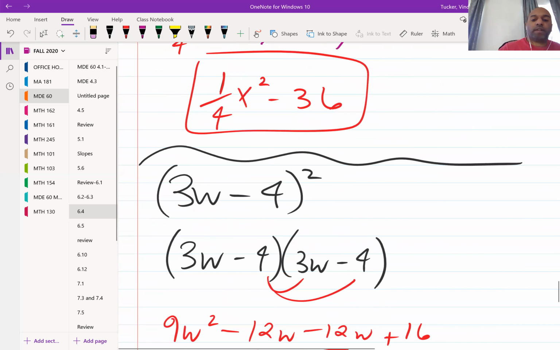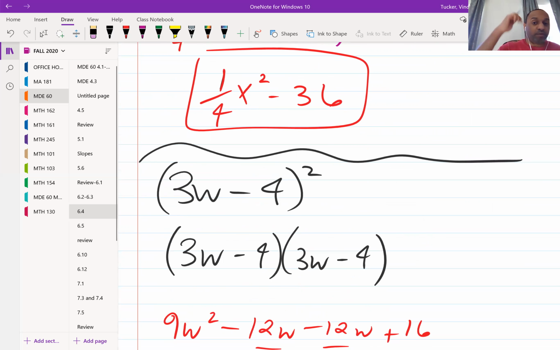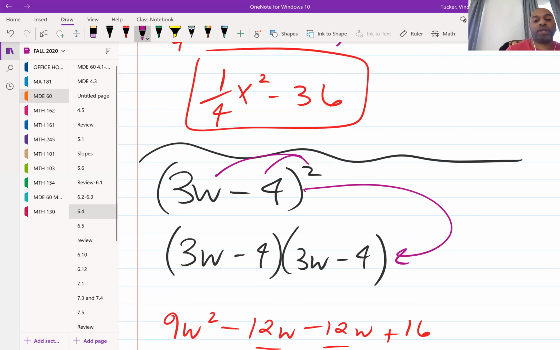All right, if you were to have something like 3w minus 4 squared, what you cannot do is distribute the square and do 3w squared and 4 squared. What that actually means is that you have to expand this out. That's 3w minus 4 times 3w minus 4. So make sure you're careful there. A lot of people make the mistake and try to distribute the square. That's not what that says mathematically. It means you have to multiply 3w minus 4 times itself twice.